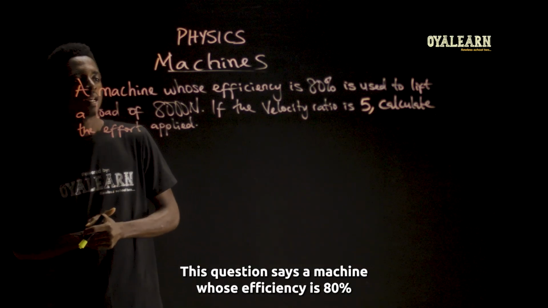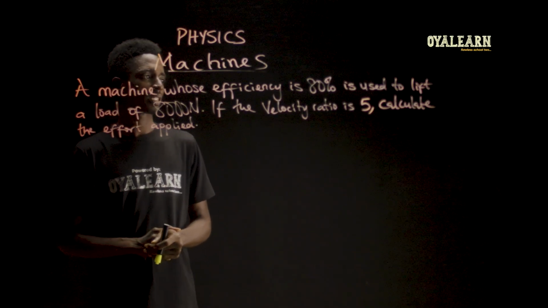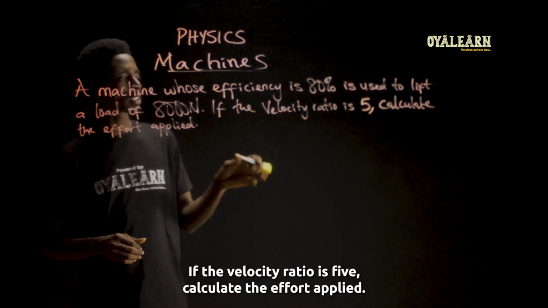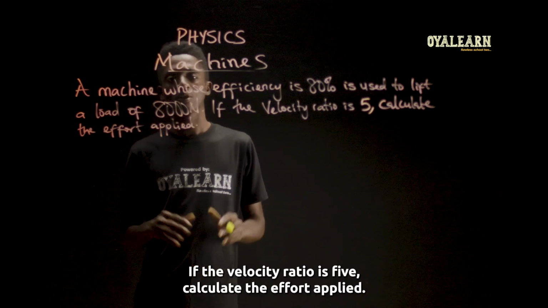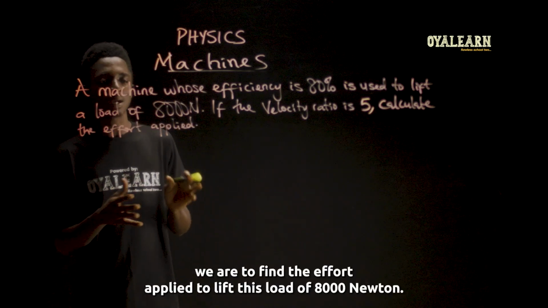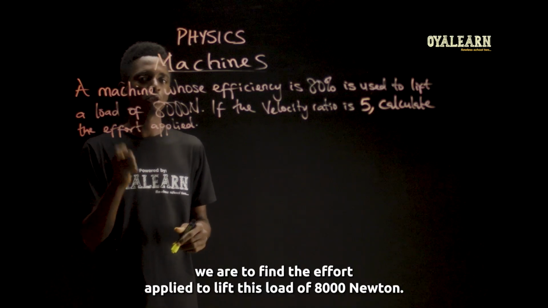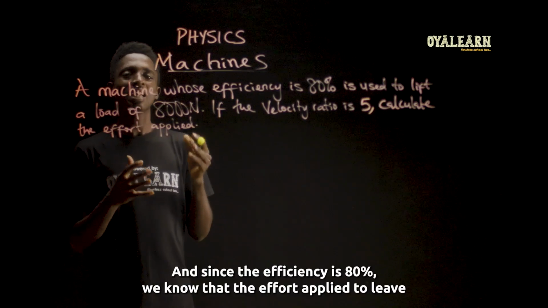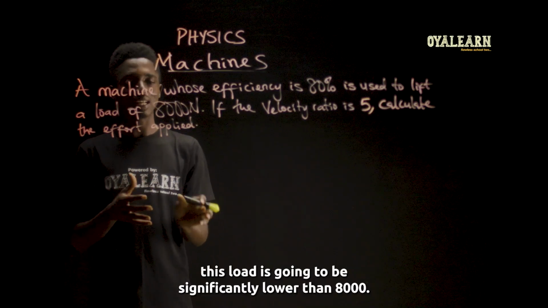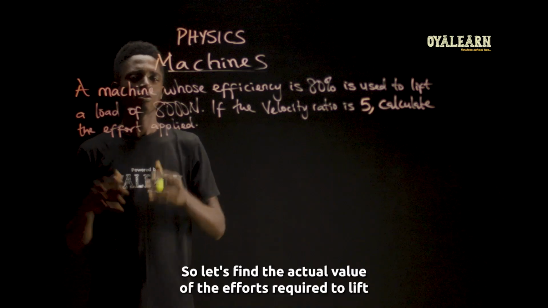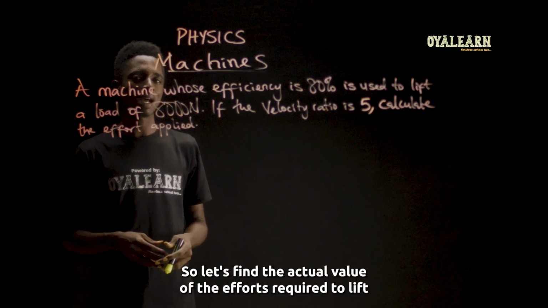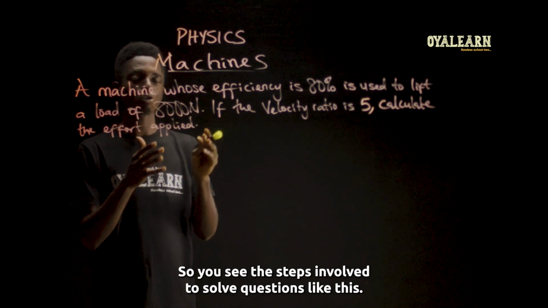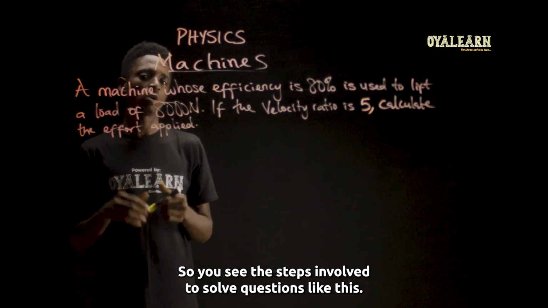This question says, a machine whose efficiency is 80% is used to lift a load of 8,000 newtons. If the velocity ratio is 5, calculate the effort applied. So in this case, we have to find the effort applied to lift this load of 8,000 newtons. And since the efficiency is 80%, we know that the effort applied to lift this load is going to be significantly lower than 8,000. So let's find the actual value of the effort required to lift this 8,000 newtons using this machine. And please pay attention so you see the steps involved to solve questions like this.